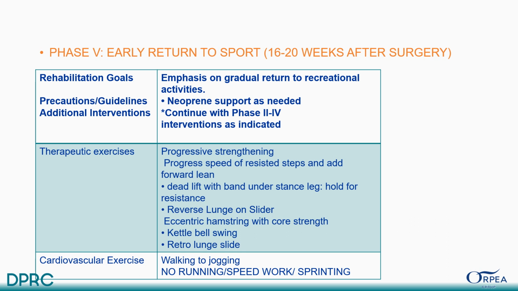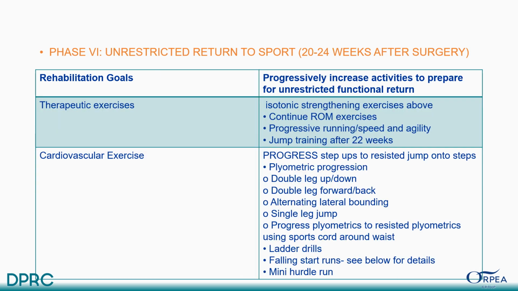Therapeutic exercise includes progressive strengthening, progressive step up and step down, forward and backward leaning, deadlift with a band under the stance leg, reverse lunges on the slider, eccentric hamstrings with core strength, eccentric ball swing, kettlebell swing, retro lunge slide. Cardiovascular includes walking, jogging, and definitely no running or speed work or sprinting.